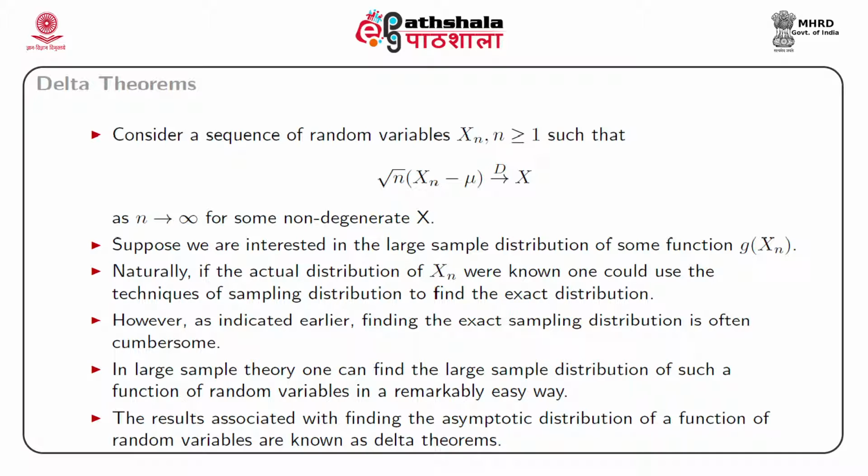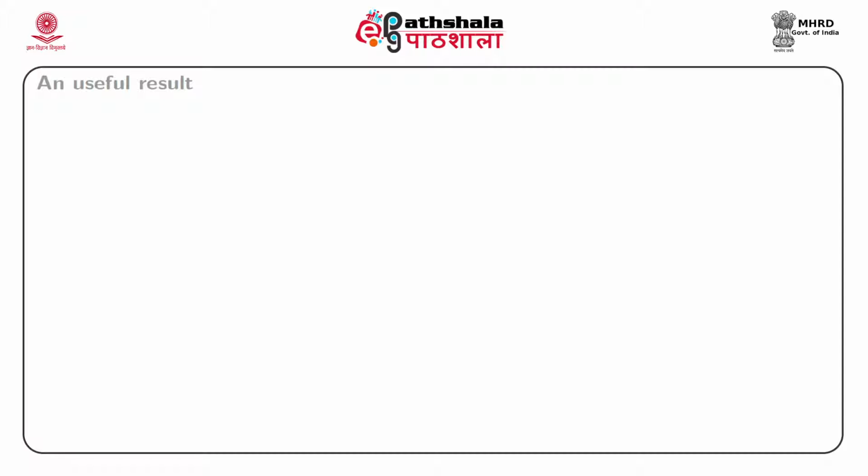We have used the Jacobian technique to find the exact sampling distribution of functions of random variables, and now we shall show how the asymptotic distribution of a function of a random variable can be found using these delta theorems. Let us start with a useful result. Actually, this result is related to Taylor's expansion with random arguments. So the result is like this.